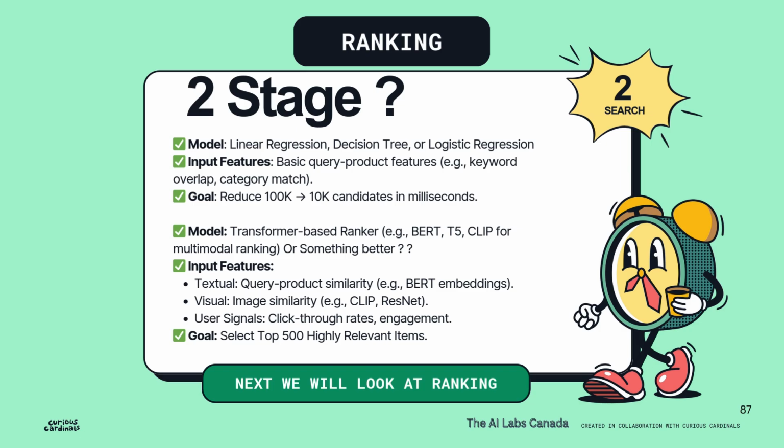And then it comes with more precision when we add another deep learning based model like a transformer based ranker, which could be BERT or T5, or CLIP for multimodal ranking. The features could be query-product similarity like BERT embeddings, visual image similarity with CLIP, and then user signals like click-through rate and engagement. The goal will be to get the top 100 highly relevant results. This will help us fine-tune our solution and get very relevant results.